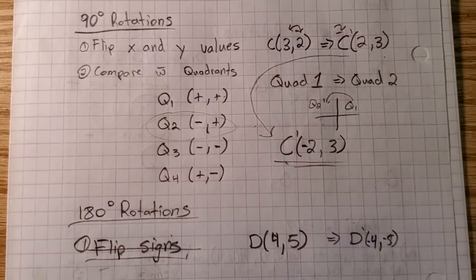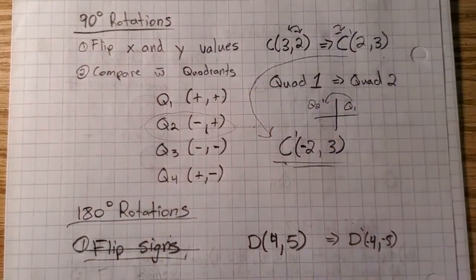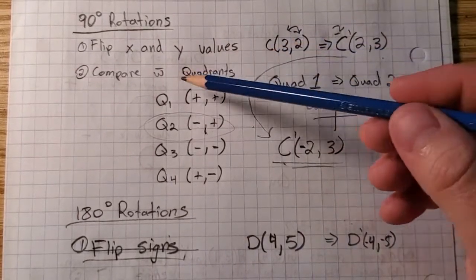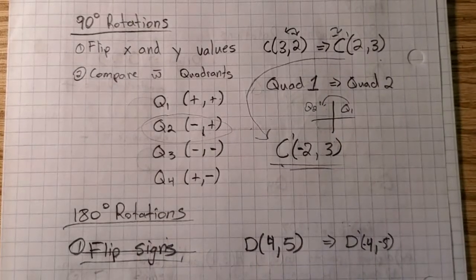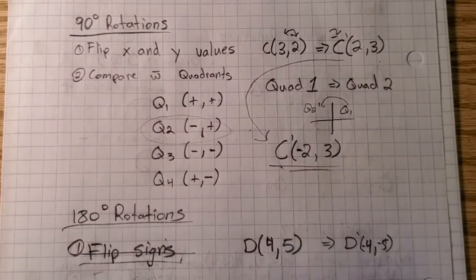Okay, so 90 degree, flip X and Y values, and then compare with quadrants and put them. And then 180 degrees, you simply just flip the signs. You just flip negative to positive, positive to negative.